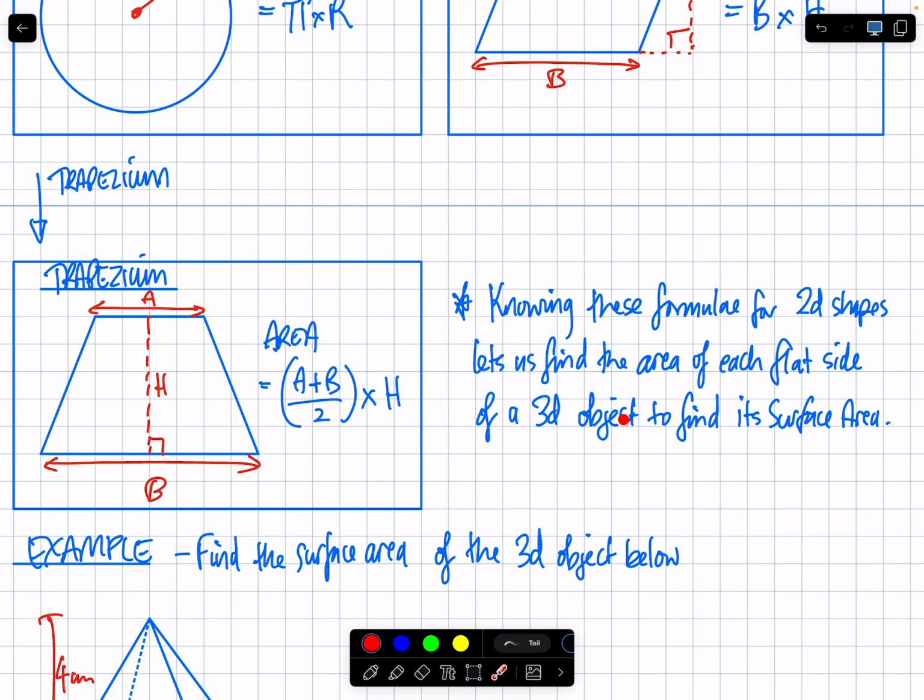This part you don't need to get, but this is for me to help you out. Knowing these formulas for 2D shapes, it lets us find the area of each flat side of a 3D object to find its surface area. So based on that, those 5 formulae there, do we have the formula we need to find the area of the bottom of this? Do we have what we need to find the area of the sides of this? Could we times the sides by 4? Yeah. We're assuming that the pyramid is properly made.